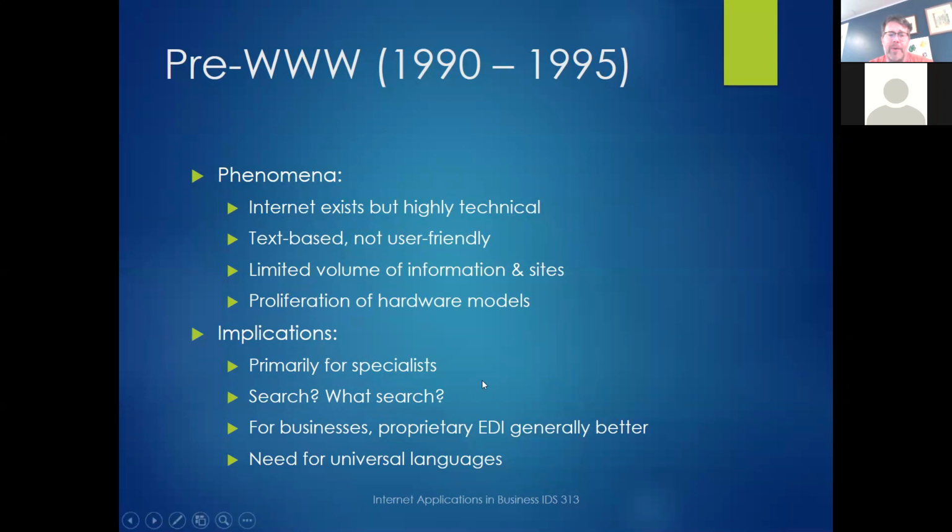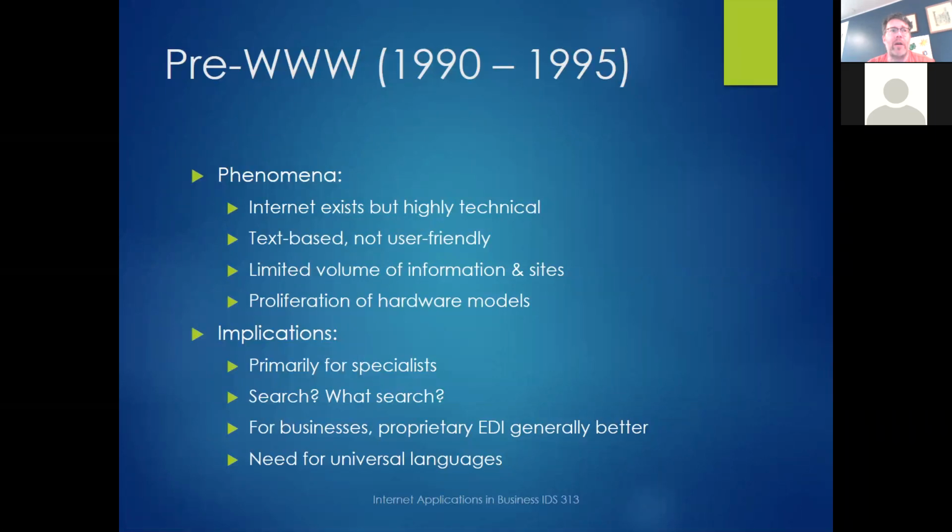So the internet was primarily for specialists. Number two, search engines as we know them didn't really exist because there were a limited number of sites. You just navigated them basically like file folders to find what you needed. So search engines weren't really necessary. For businesses, the internet existed, but things like EDI, electronic data interchange, proprietary versions of that were typically better. You'd set up a direct connection between you and some other operation instead of getting onto the internet and using somebody else's system. And last, universal languages were needed.